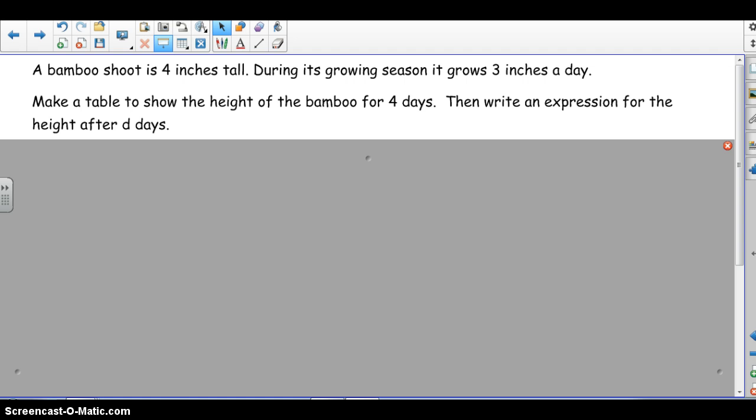The question is, a bamboo shoot is 4 inches tall. During its growing season, it grows 3 inches a day. Make a table to show the height of the bamboo for 4 days. Then write an expression for the height after D amount of days. So pause, draw the chart, write the expression, and come back.